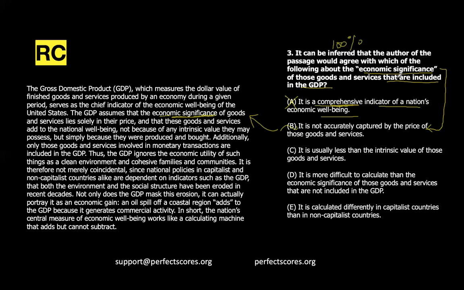So B: it is not accurately captured by the price of those goods and services. So apart from the price, something else should be included in the economic significance, right? Isn't that what this sentence is also showing? It ignores the economic significance because you can't put a price on a clean environment and cohesive families and communities. So B should stay. Okay, let's look at the other options first.